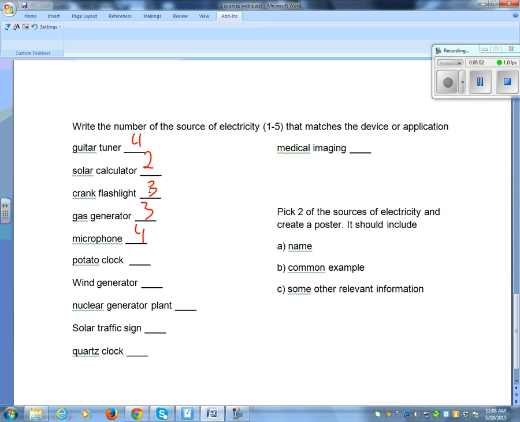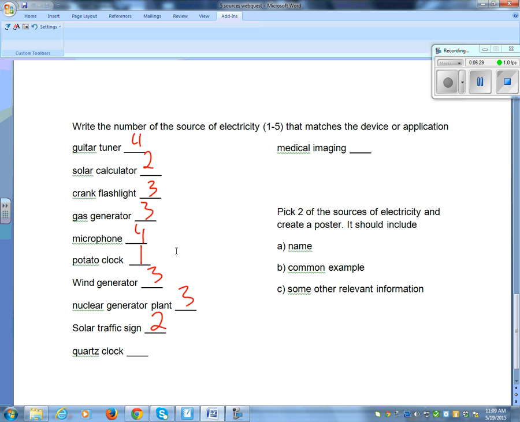Okay. Potato clock. That's 5. Chemical, number 1. It's different chemicals in the potato. It's like a battery, a potato battery. Wind generator, 3, electromagnetic. The wind turns the crank. Nuclear generator plant, 3. A nuclear generator plant heats water, which creates steam, which turns the turbine. Solar traffic sign: anything that's got the word solar in it is 2.